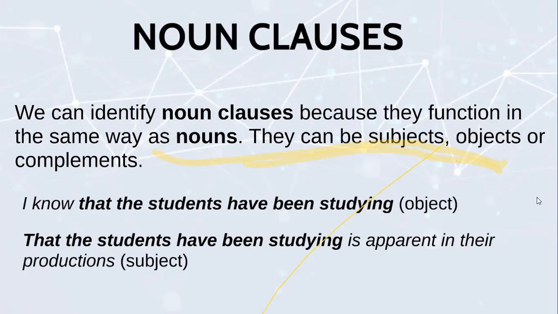Take a look at some of these examples. I know that the students have been studying. In this case, that the students have been studying is a clause, okay? It's a noun clause. We call it a noun clause because it functions in the same way as a noun would function, okay? In this case, as the object of the verb know. Generally, these begin with that or sometimes with the WH word.